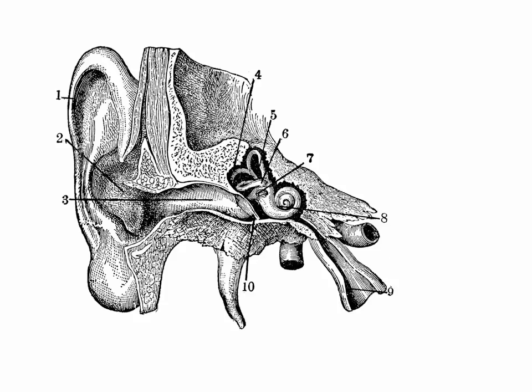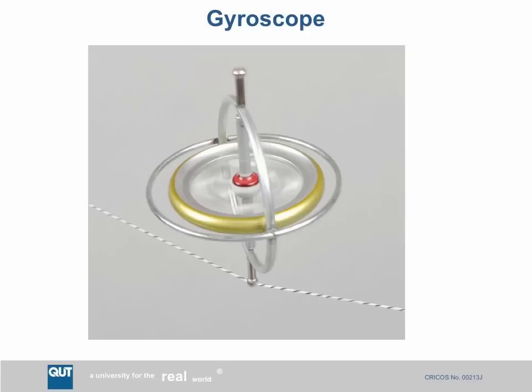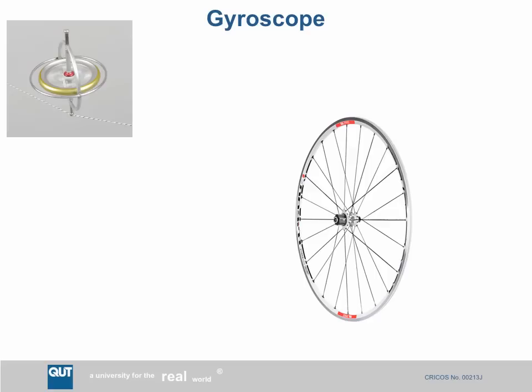A simple gyroscope is a device with a spinning disc. And this is a toy. You may well have had one of these when you were a kid, and you can do things like balance it on the end of a pencil or balance it on a string. Pretty interesting devices. Not particularly well understood, perhaps.